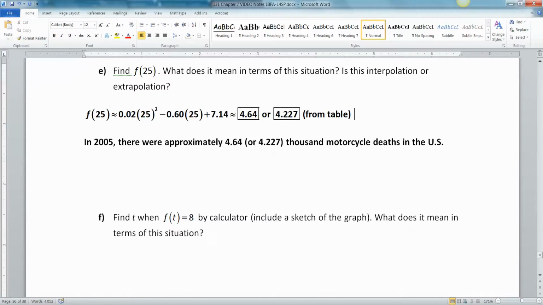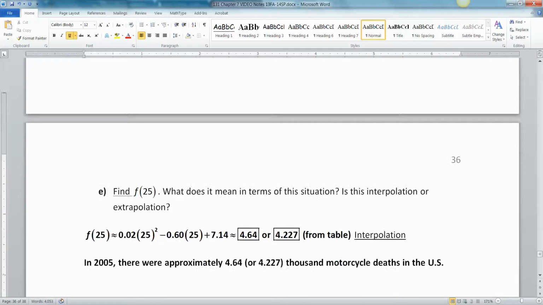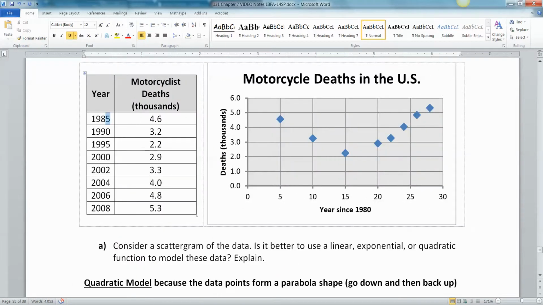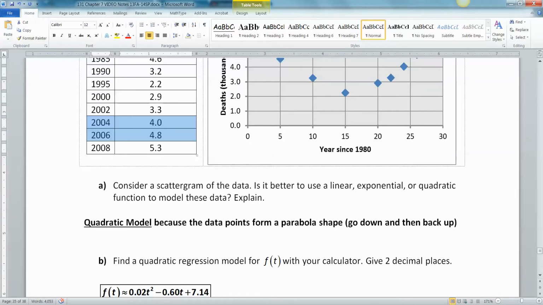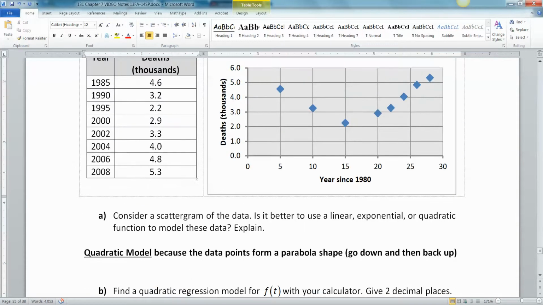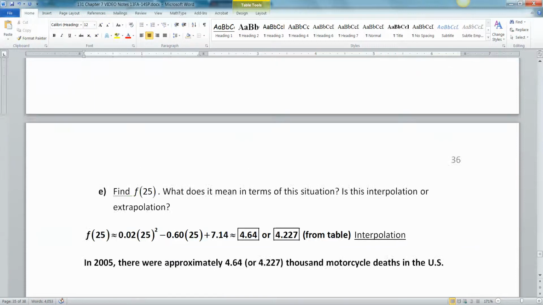And that is interpolation for sure, right? Because it's amongst the data that you already have. Remember, if you're working within the data points you have, which you are, because 2005 is in between these two, that's interpolation. Extrapolation is if you went past 2008. If you talked about 2010, for example, that would be extrapolation.